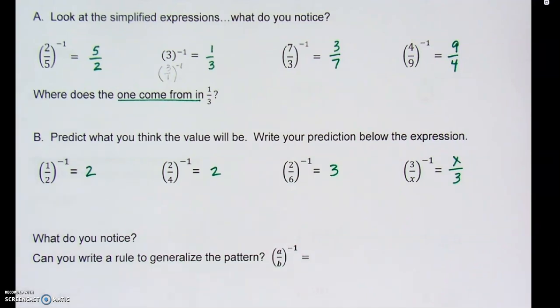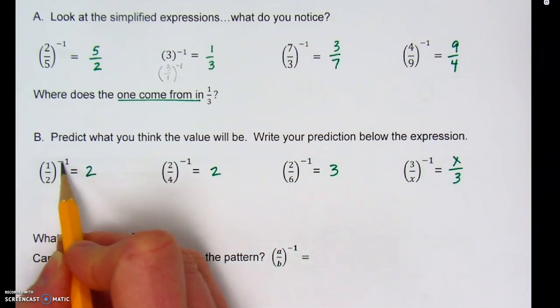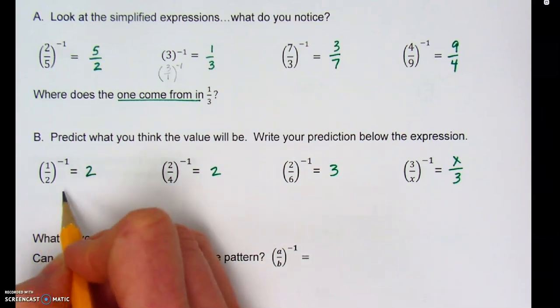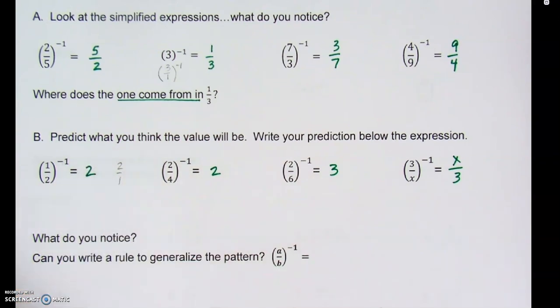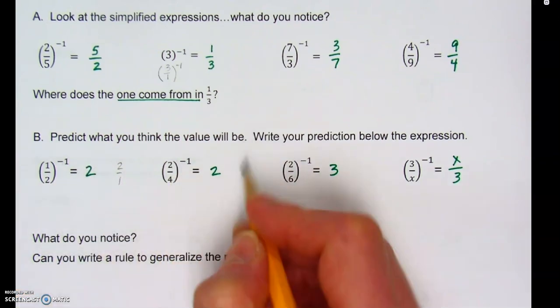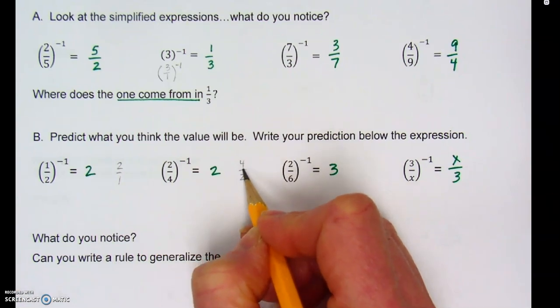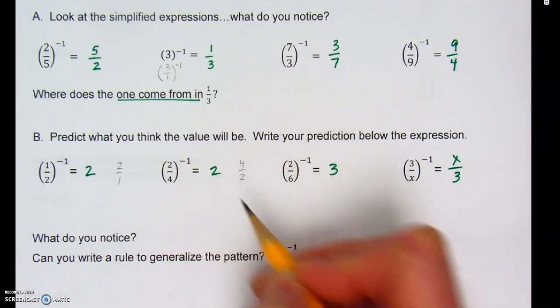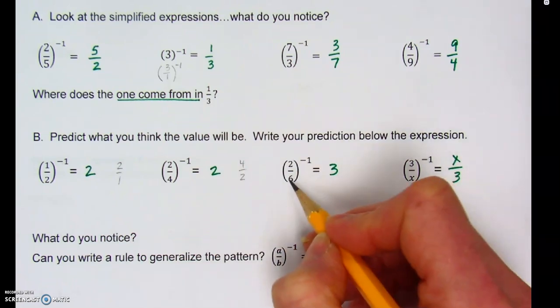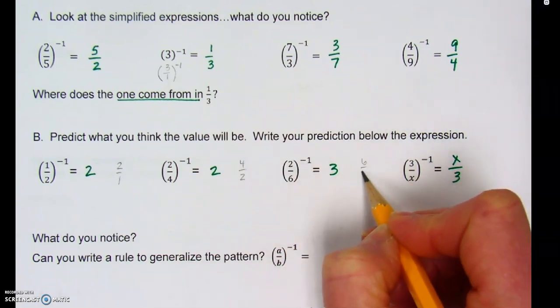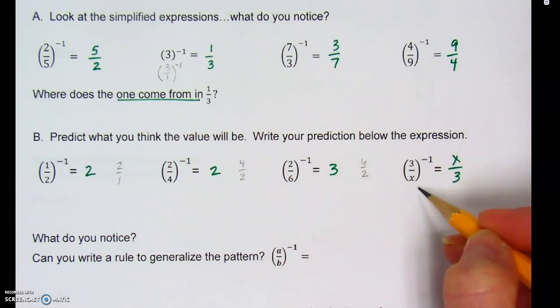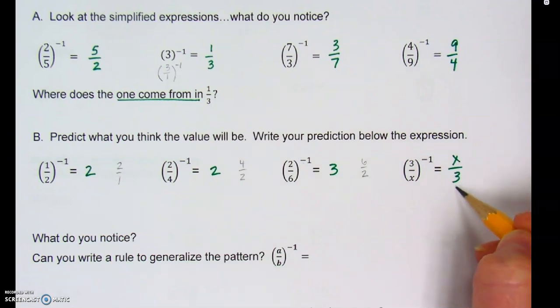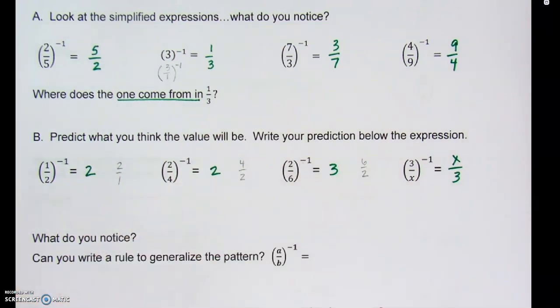What just happened? Well, the 2 and the 1, because of the negative exponent, switched places. That's what this is. But this is the most simplified answer. The 4 and the 2 switched places. But 4 divided by 2 is 2. This is the most simplified answer. The 6 and the 2, because of the negative exponent, change, but 6 divided by 2 is 3. And here, we don't know what x is, so we just leave it alone as x/3. We don't have to simplify it any further. We can't.